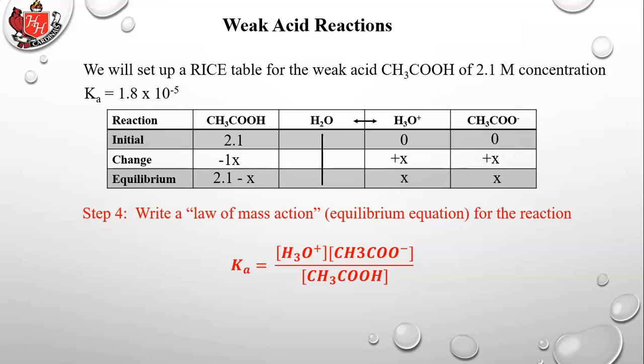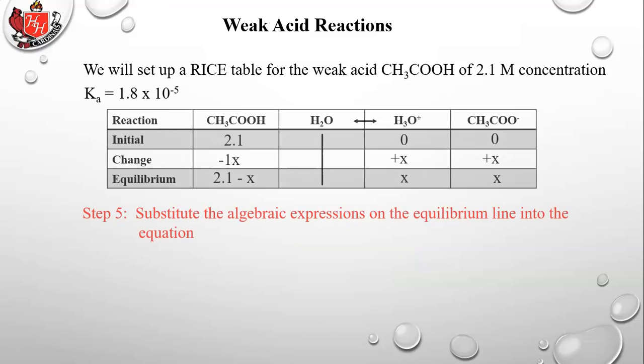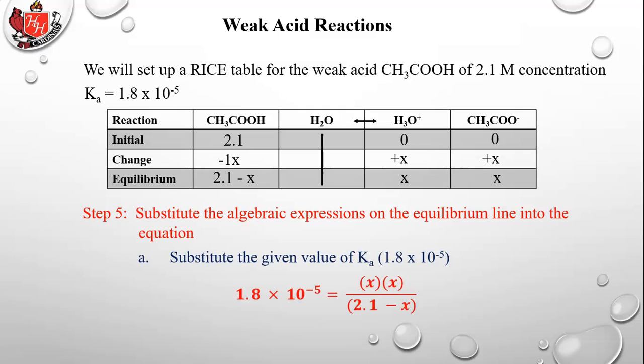So now we can substitute in numbers and our algebra variables. So Ka equals that, so there you go. There's the Ka, and the products on the right, x times x, and on the bottom is the reactant, 2.1 minus x.